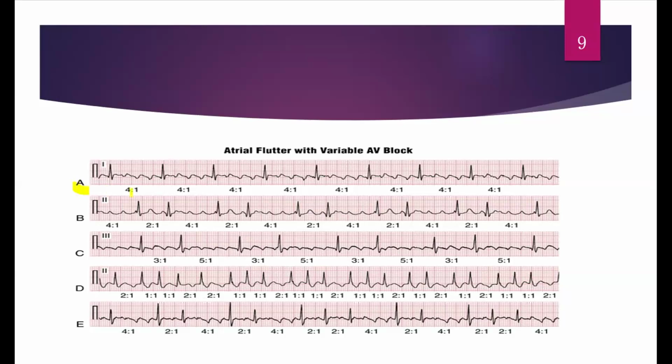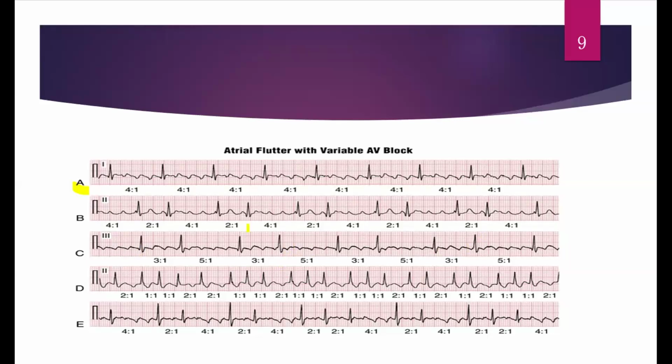That means you have 4-to-1, 4-to-1 until the end. B, you have 4-to-1 alternating with 2-to-1, 4-to-1, 2-to-1, 4-to-1, 2-to-1. And then you have C, which is 3-to-1, 5-to-1, 3-to-1, 5-to-1. So you're counting 1, 2, 3, 4, and then there's another one here, 5. Then 1, 2, 3, so that is 3, and the 1 here is the QRS.